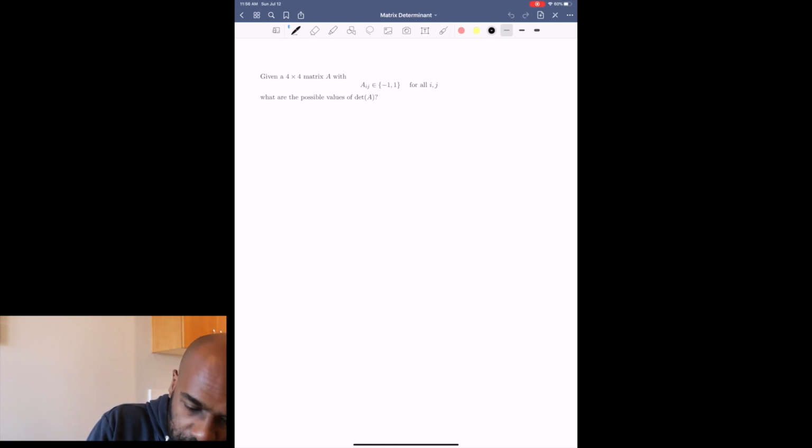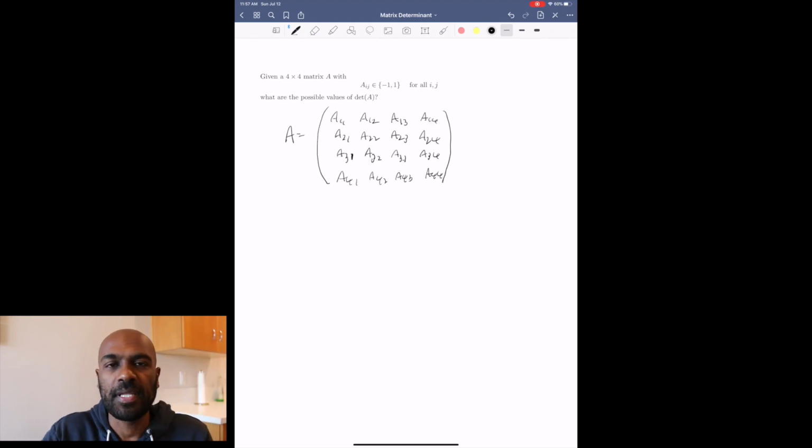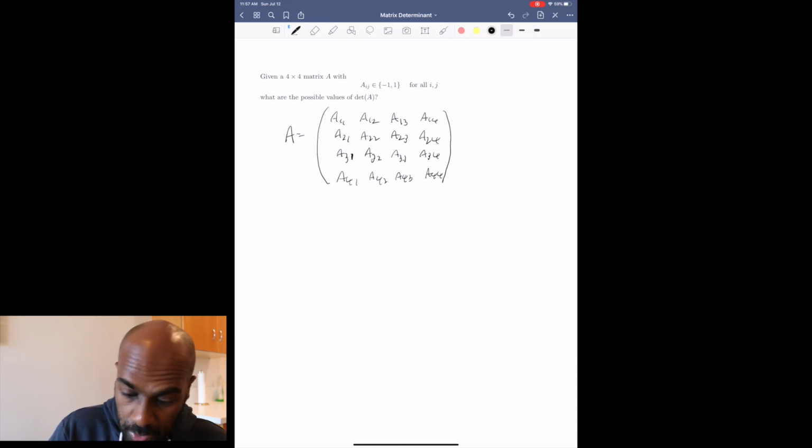Okay, so let's write out A as some kind of matrix. We already have things written in terms of capital A, so we'll have something like A11, and so it looks something like this. All right, so that's pretty great, and we know all these entries are 1 or -1.